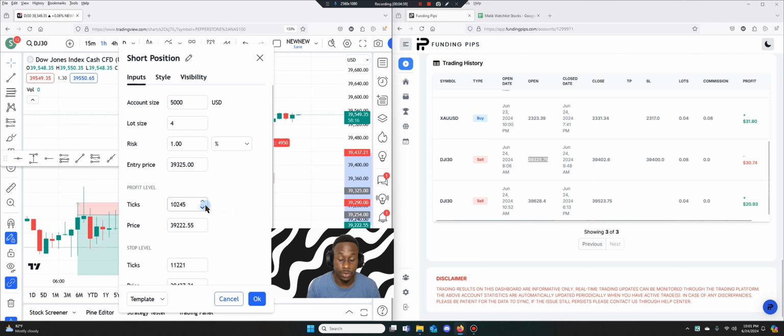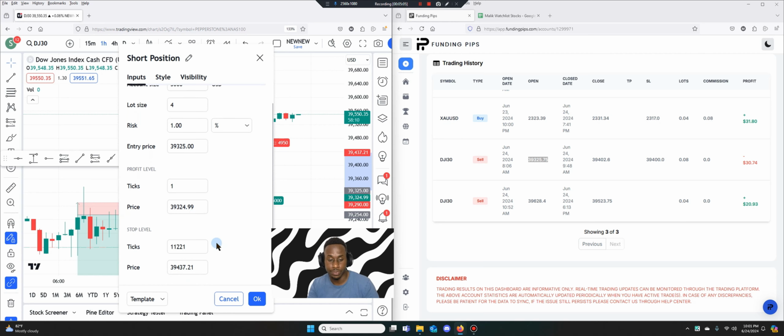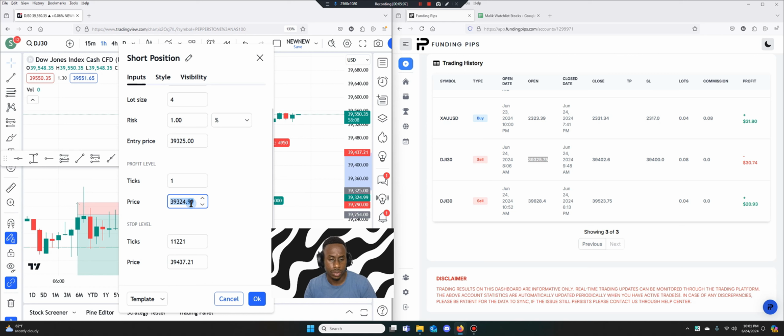So my entry was at 39325. My profit target was 39402. That's where I closed. That's not my take profit, I didn't have a take profit at all, so let's just put it above, like 199. Then I got stopped out at 39400.